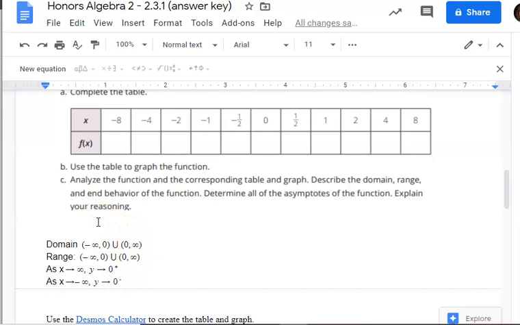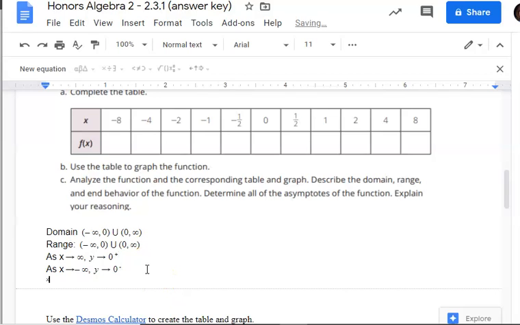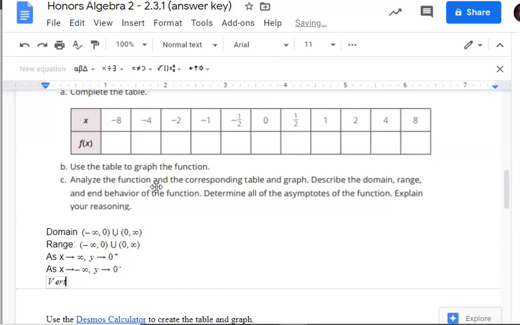Determine all the asymptotes of the function. Well, there's a vertical asymptote at x equals 0. That is your y-axis. So x equals 0 is a vertical asymptote. Let's put in an equation. So the vertical asymptote is x equals 0. And the horizontal asymptote is going to be y equals 0.